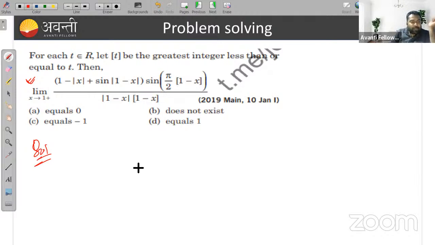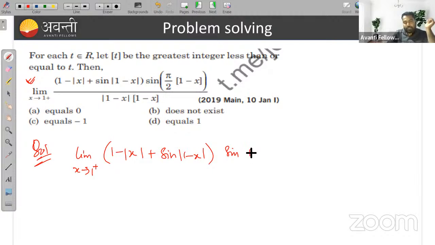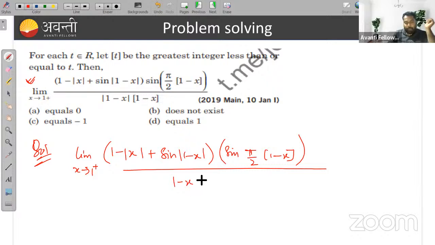In the question, what is given? The limit as x tends to 1 plus of [1 minus mod of x plus sine of (1 minus x) mod of (1 minus x)] whole into sine of (pi by 2 times the greatest integer of (1 minus x)), whole divided by mod of (1 minus x) into the greatest integer of (1 minus x). Okay, so let's discuss.